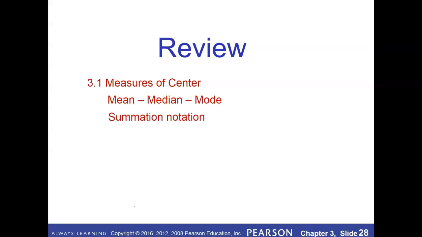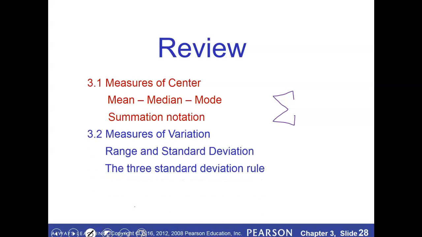We started with 3.1, which was measures of center. So we had the mean, the median, and the mode are all measures of center. And we talked about summation notation, which was that Greek symbol for summation. Then in 3.2, we talked about measures of variation. The range is a very simple measure of variation, but then we talked about the standard deviation, which we can do on our calculator.